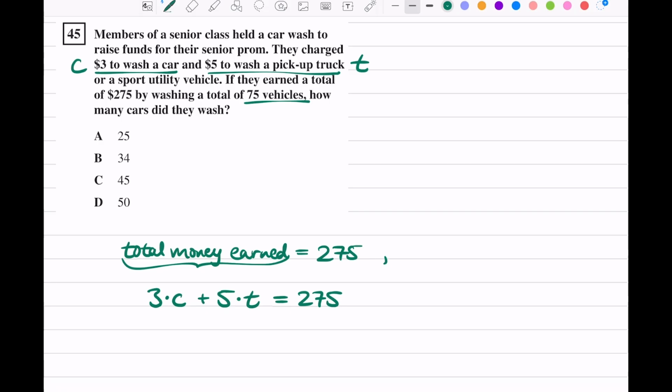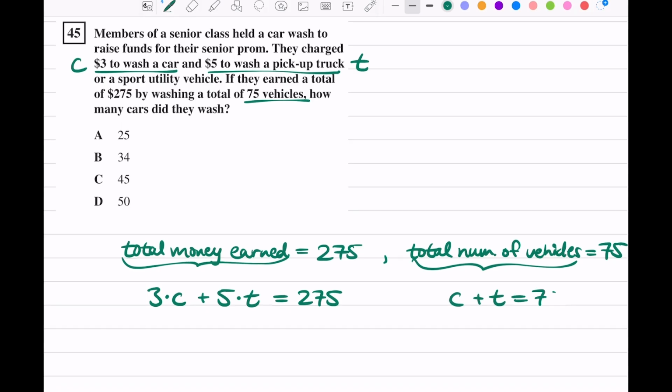So writing that in words, we could say that the total number of vehicles was 75. And what can our vehicles be? They can be cars or trucks. So the number of cars plus the number of trucks gives us our 75 vehicles. So now we have 2 equations with C and T. So we have a system.